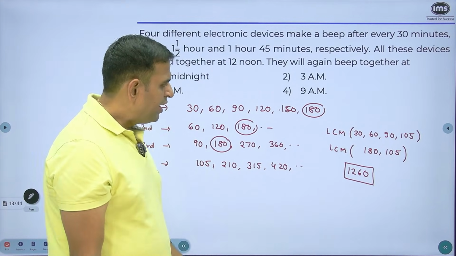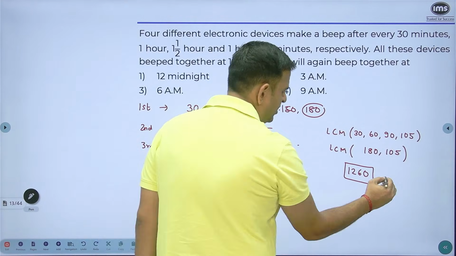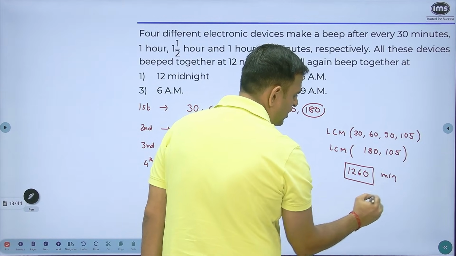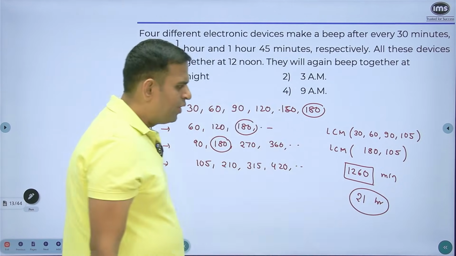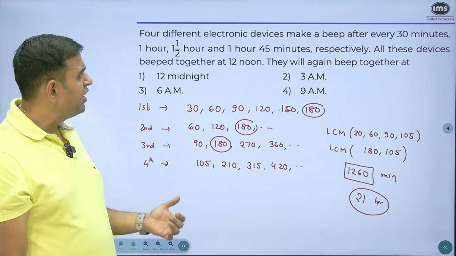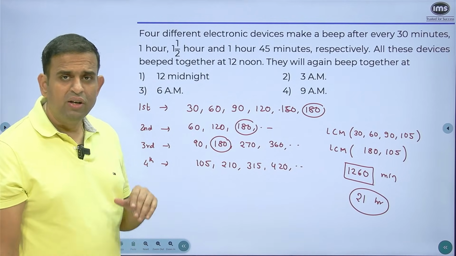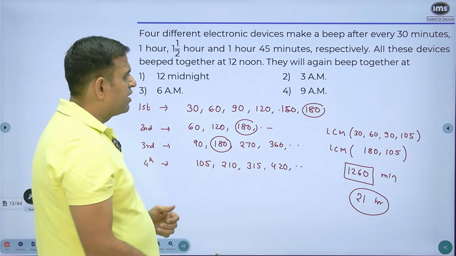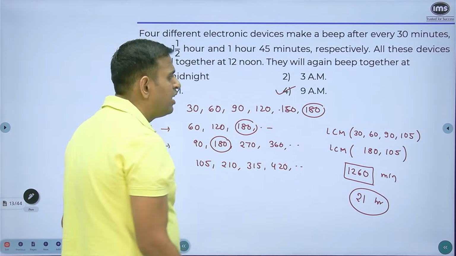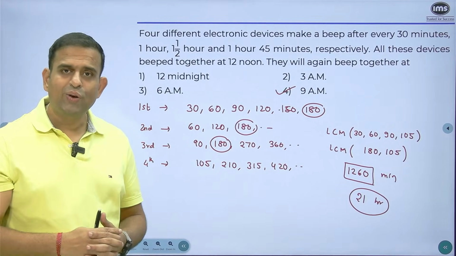This many minutes, so if I divide this number by 60, one is going to find 21 hours. And what does 21 hours mean? If I start my counting from 12 noon, it must be 3 hours less than the next day's 12 noon, and that translates to 9 a.m. Hence, option number 4 is the required answer.